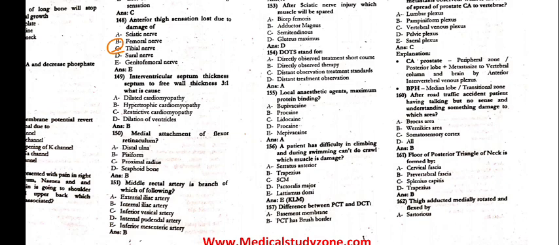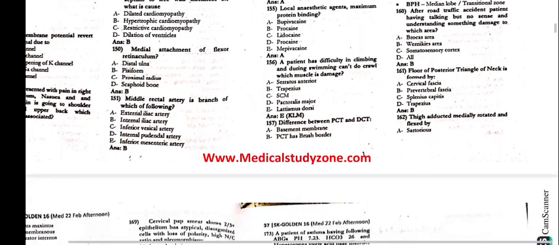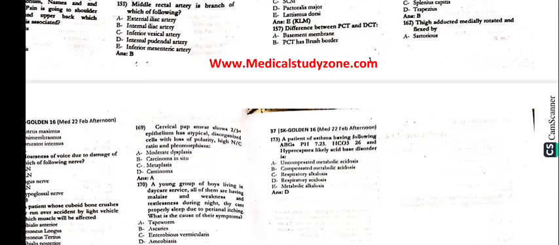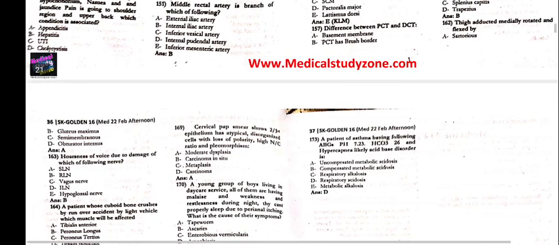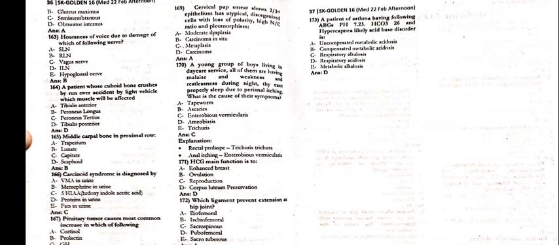160, after RTA, the patient is talking but with no sense and understanding, damage to which area? That is Wernicke area. 161, the floor of the posterior triangle of the neck is formed by the prevertebral fascia. 162, thigh adducted, medially rotated and flexed by the sartorius. 163, the harshness of voice is due to damage of which of the following?